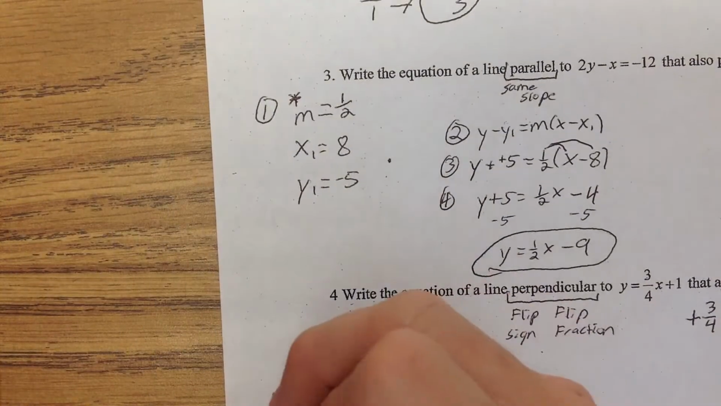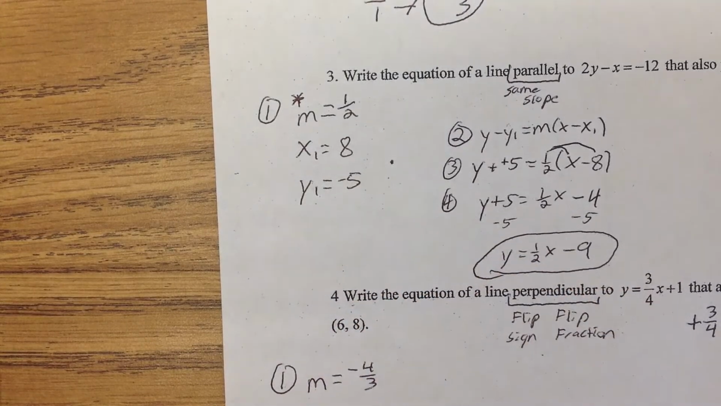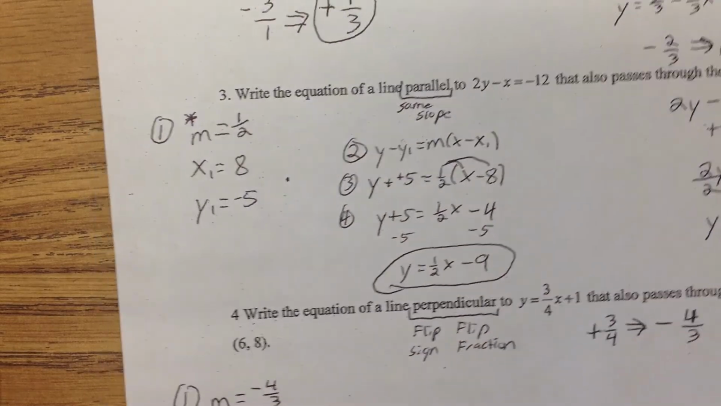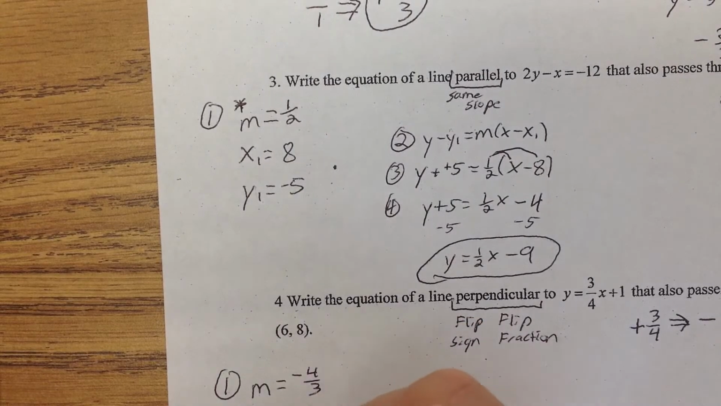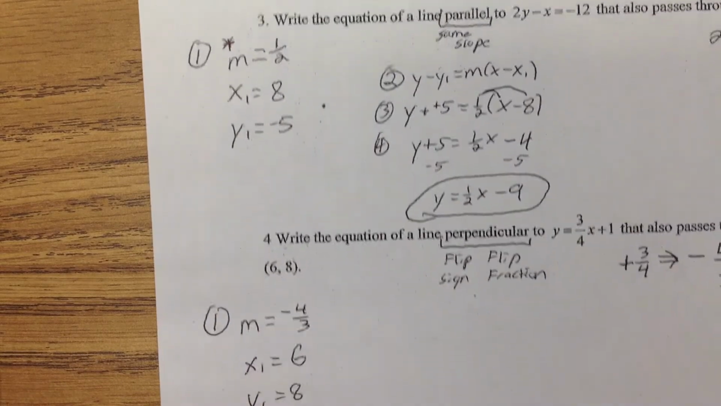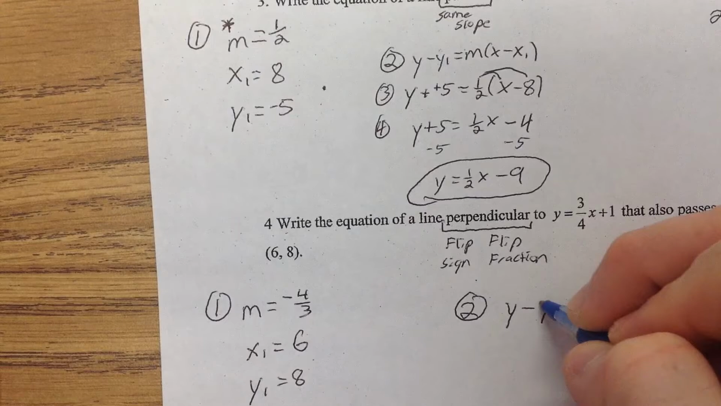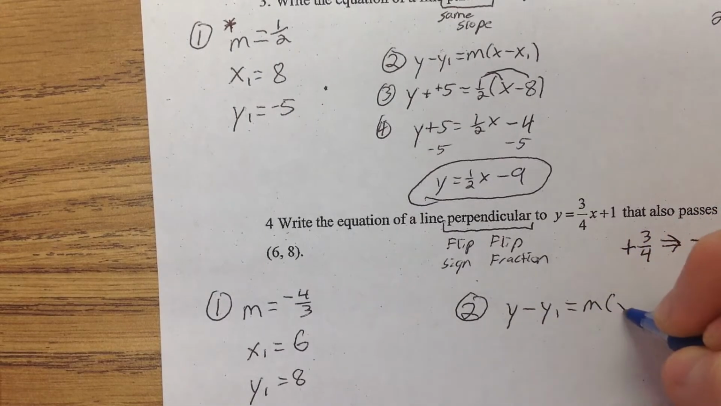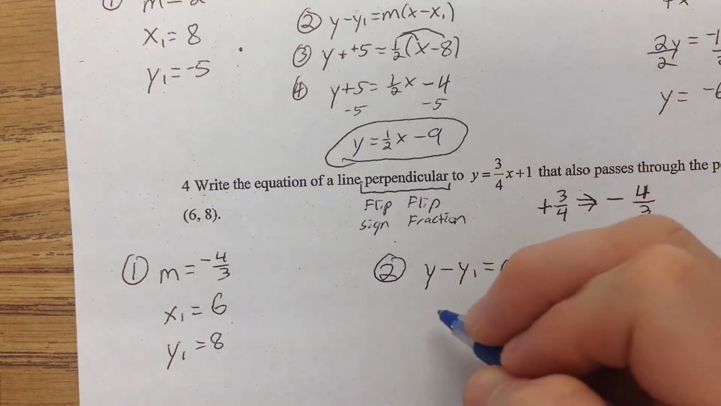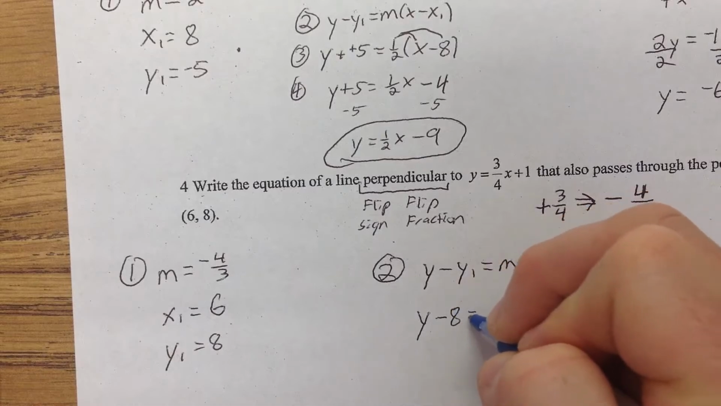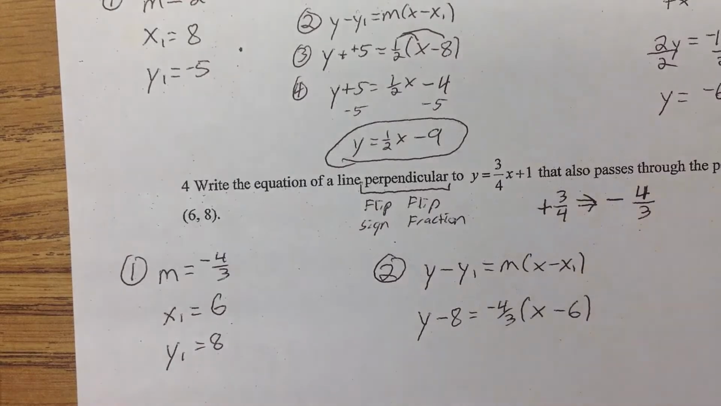And now that I have that, I can get going here. So my m is going to be negative 4/3 because it's perpendicular to this line right here. My x1 is going to be 6. My y1 is going to be 8. And I'm just getting those from those points right there. And now I just plug those into my formula. So we've got y minus y1 equals m times x minus x1. And then let's plug the pieces in. So y minus 8 equals negative 4/3 times x minus 6.